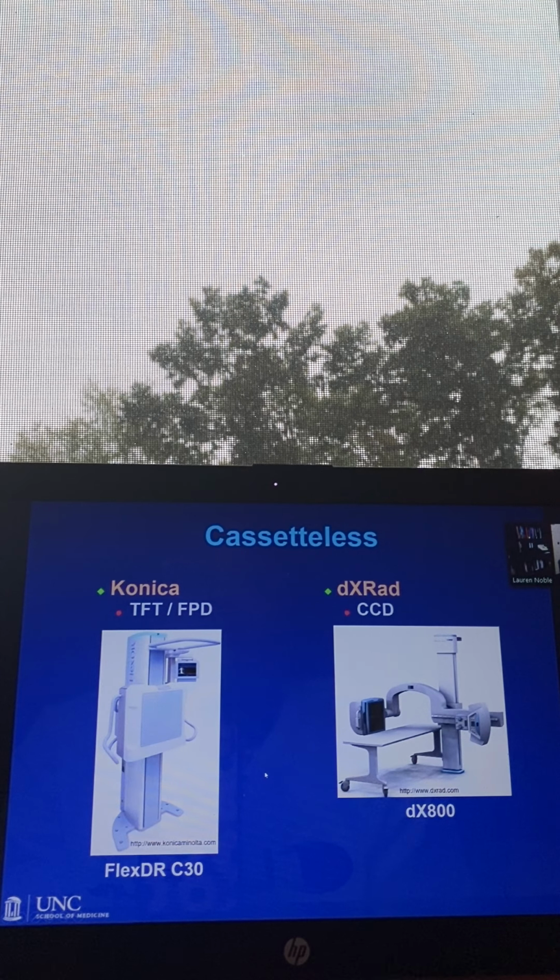And then for cassetteless, these are a couple examples here with Konica and DXRAD. With Konica, this is a flat panel detector that is in here, and with DXRAD, in here, it's a CCD detector. So these are cassetteless. Why are they called cassetteless? What's the difference here? What do you notice?